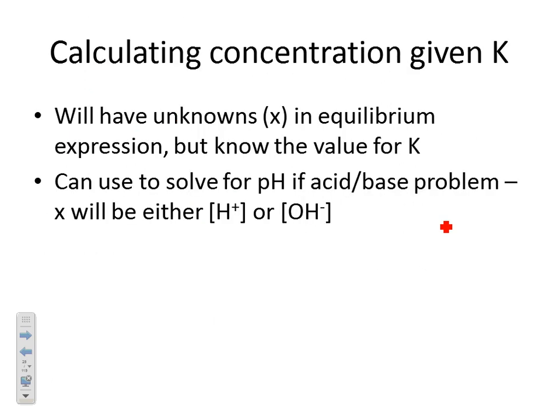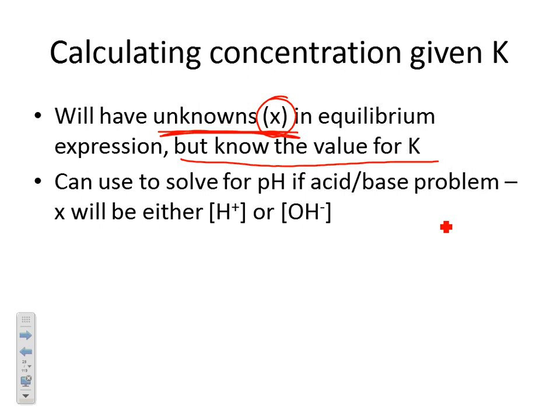So in calculating concentration when you've been given the K value, what will be different about this process is that you will have unknowns in your equilibrium expression, meaning we can't fill in our ice chart with numbers. We will have X values in our equilibrium expression because we don't have enough information to completely fill it out. But you do know the value for K. So the idea is we'll have the unknowns in the products over reactants raised to their coefficients, but we're setting it equal to a value that we do actually know.